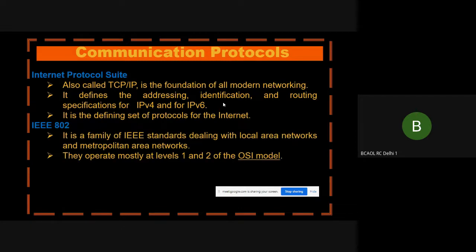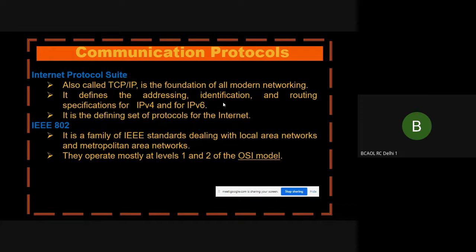And IEEE 802, IEEE standards dealing with local area network and metropolitan area network. So basically IEEE is an organization which sets the standards for these protocols also, dealing with local area network and metropolitan area network. They operate mostly at levels 1 and 2 of the OSI model. So when we talk about the OSI model, see how your network transfers data from one computer to another.